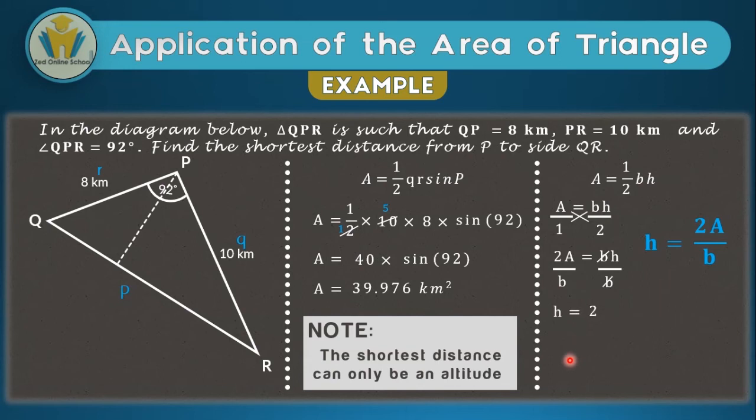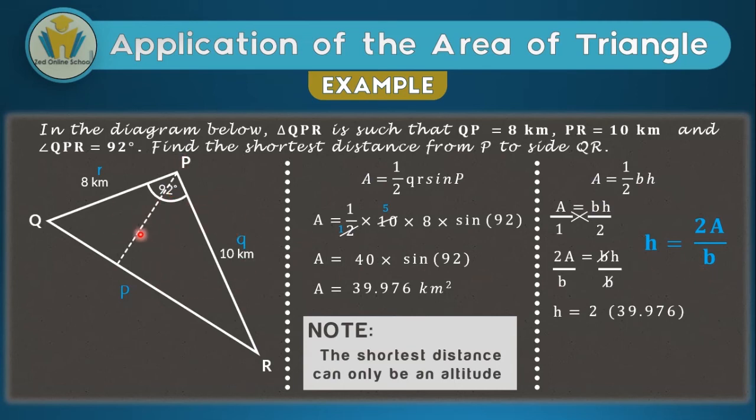H will be equal to 2 times our area. We've already found our area. Now we don't have our b. Actually, our b is the base. Remember, this formula says area is equal to half the base multiplied by the height, and therefore this b means base. Now, which of these distances is going to be our base?